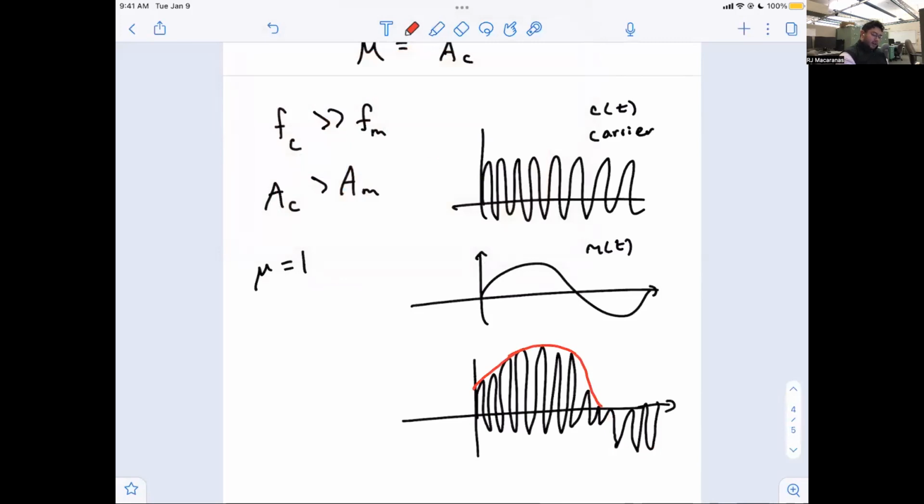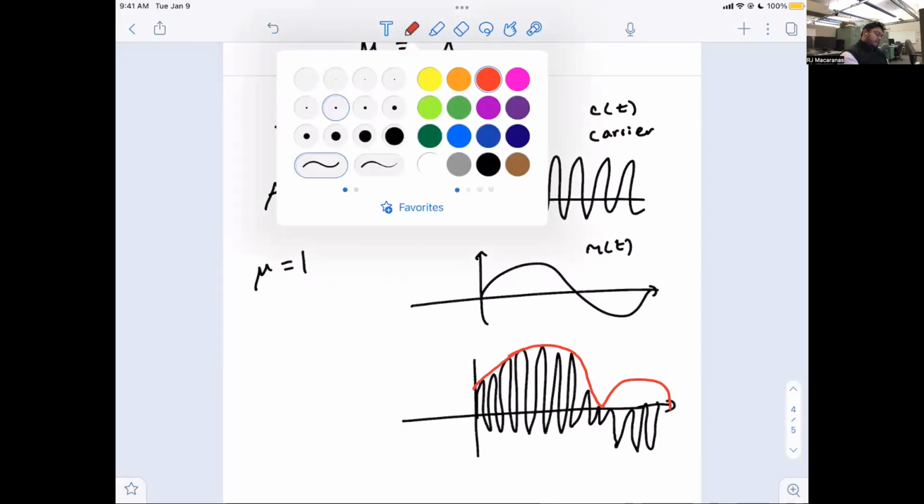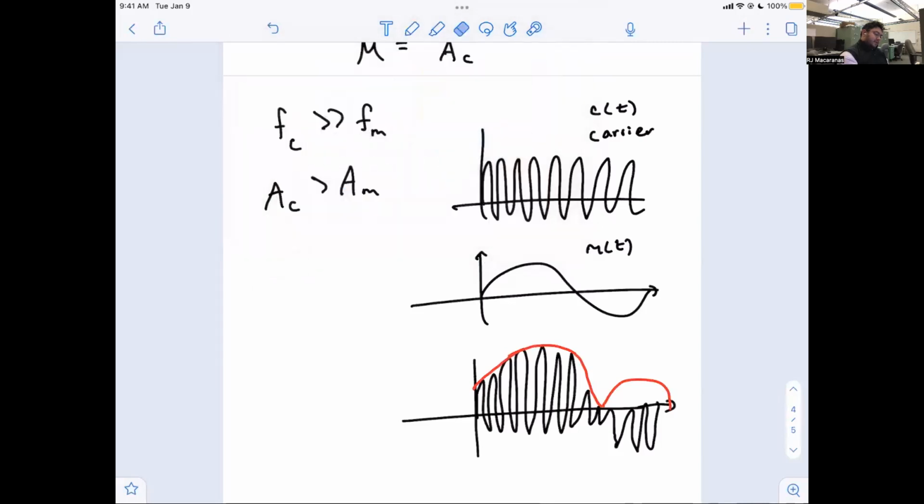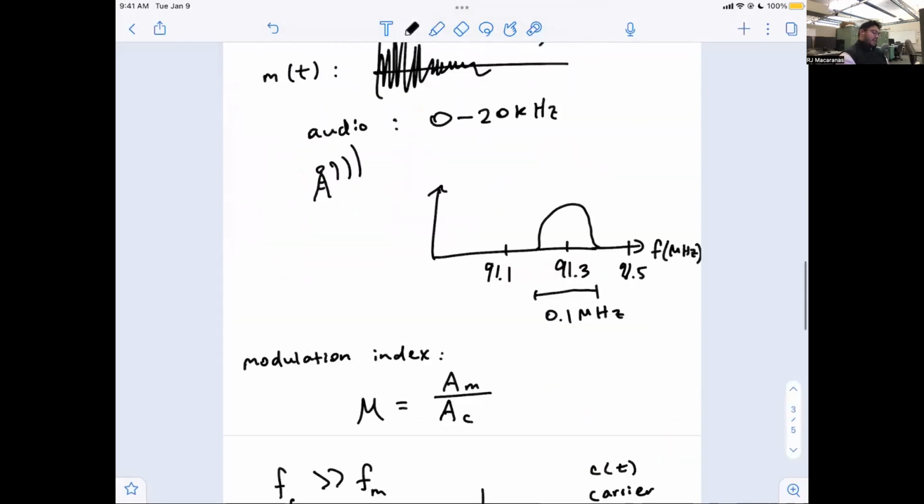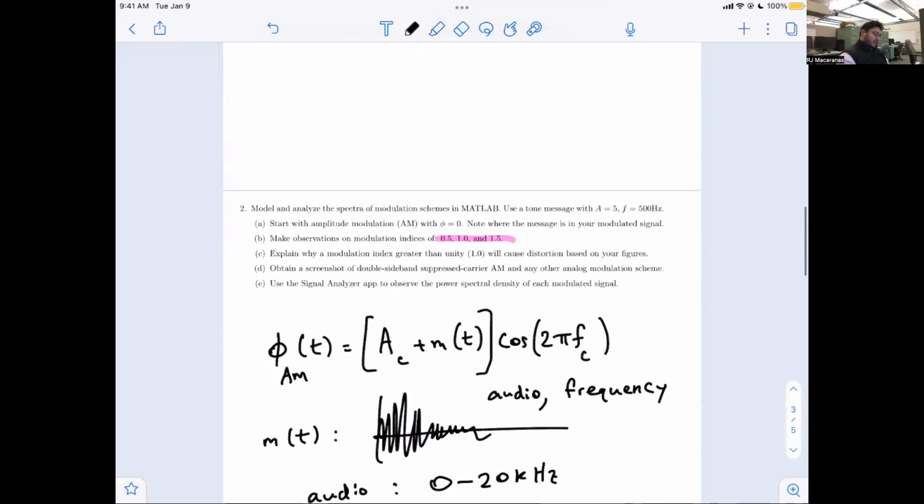So then what happens is when the modulation index is greater than 1, the message becomes distorted. It hops over this time axis. Right, so this is kind of what happens when mu is greater than 1. And you get to observe that with the example script that I've provided, and we'll take a look at that as well.